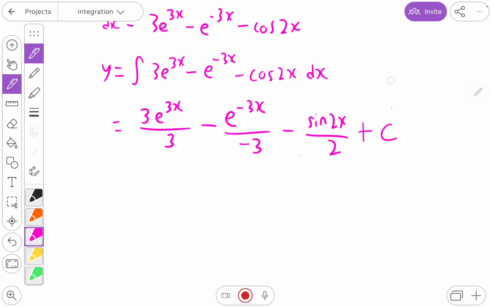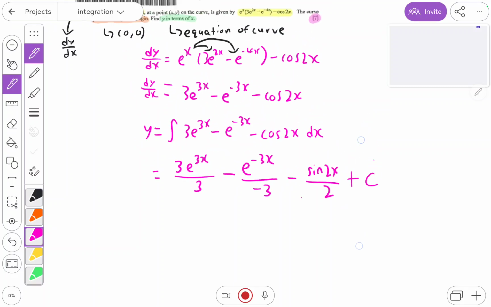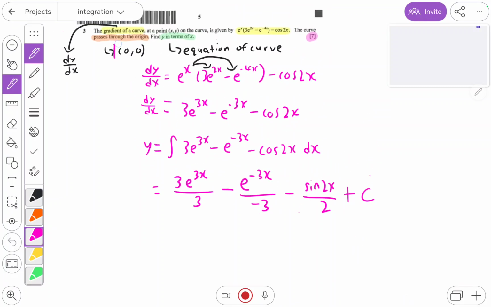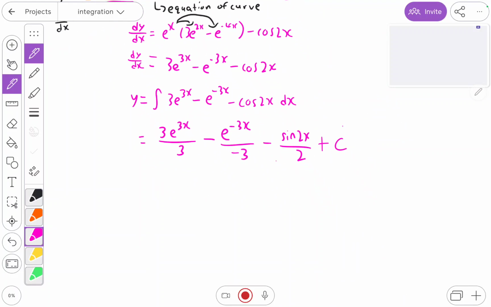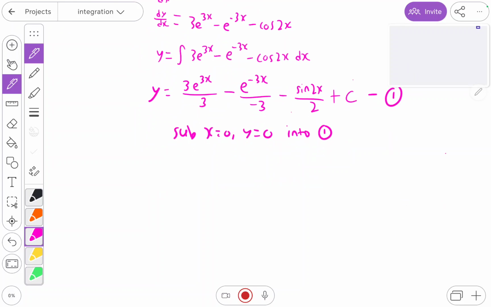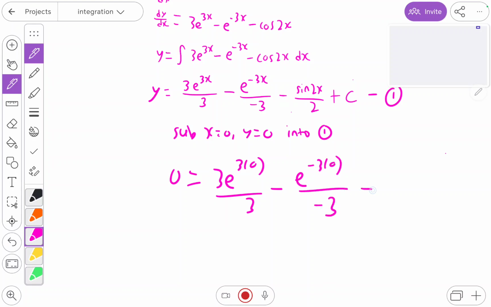Okay, so this is how you're going to integrate it. And then now they say origin, right? So to find c, origin is (0, 0). So what we're going to do, we're going to substitute x equals 0, y equals 0, call this equation 1, into equation 1. So 0 equals 3e^(3(0)) over 3 minus e^(-3(0)) over minus 3 minus sine 2(0) over 2 plus c.